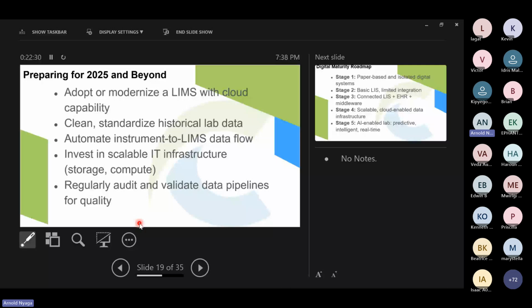Then we need to automate our instrument to LIMS data flow, which is basically having interfaces, so that we can reduce errors that you might feed into the laboratory information management system. Then you need a scalable IT infrastructure. Ensure that when investing currently, you invest in an information management system that will be able to store good data for you.